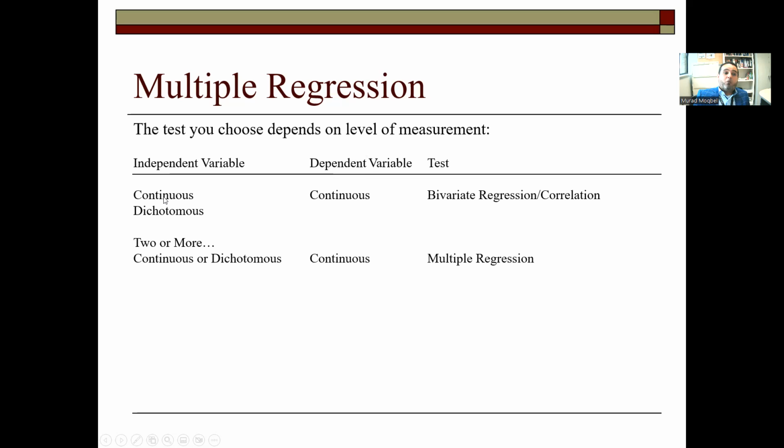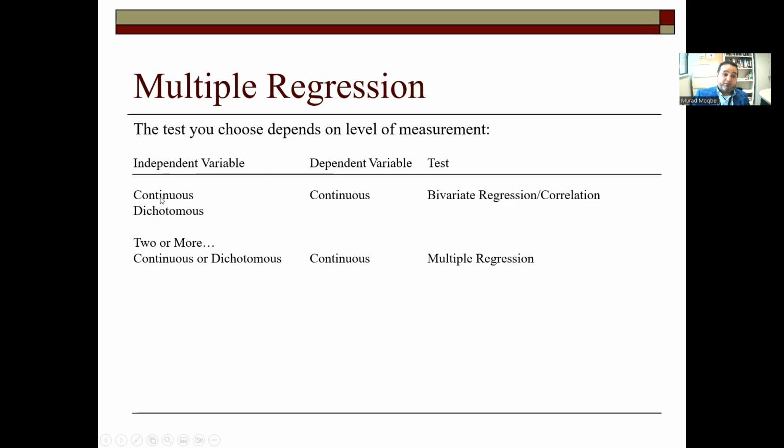When we have only one continuous variable as an independent and one variable as a dependent variable, we call it bivariate regression or simple regression or correlation. We can use correlation as well, right, to see the relationship between those two variables.